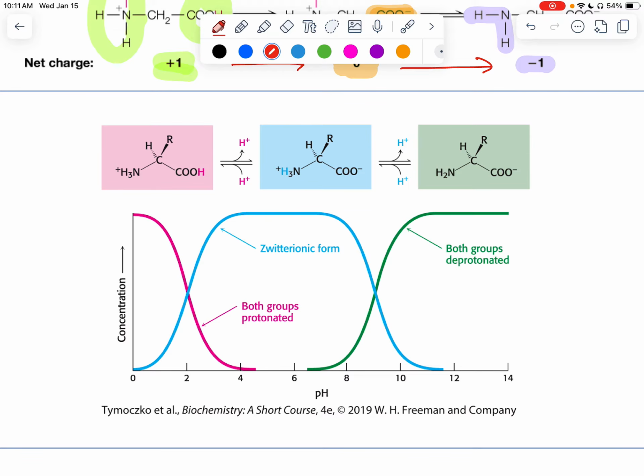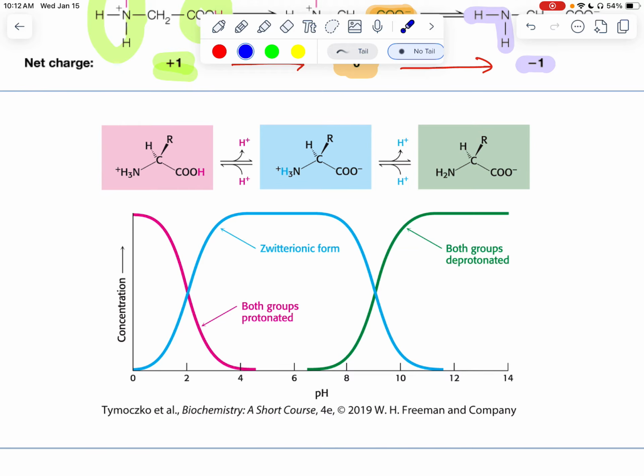So we have an amino acid right here in the pink box that corresponds to this pink line. So at low pHs, I would expect that both the amino group and the carboxylate group are protonated. Okay, and so that's what we have almost all of here.